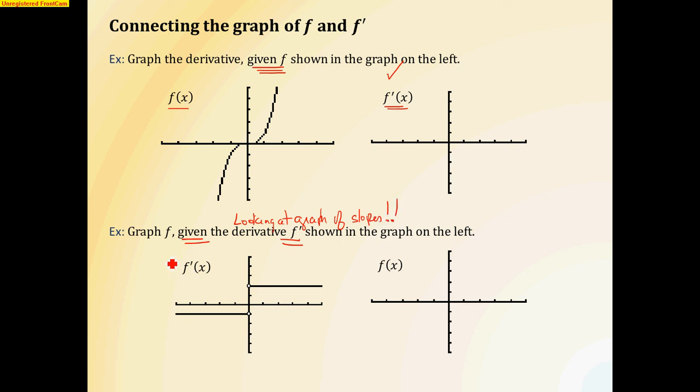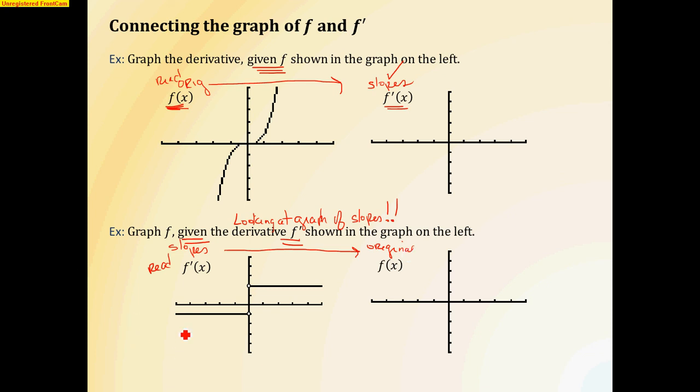So when I read this, I don't say the same things to myself that I said when I was reading the original. So going from original to slopes versus going from slopes backwards to the original. Read original, graph slopes. Read slopes, graph original. So I have to change my thinking.